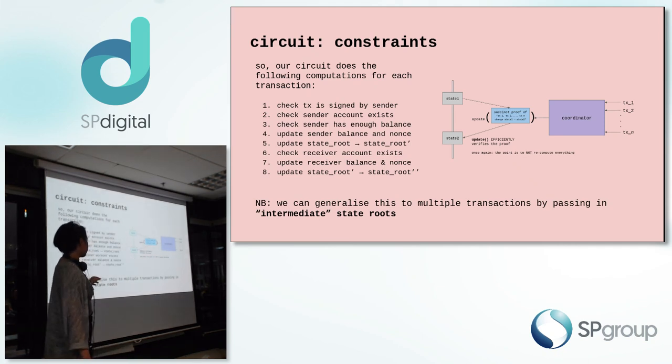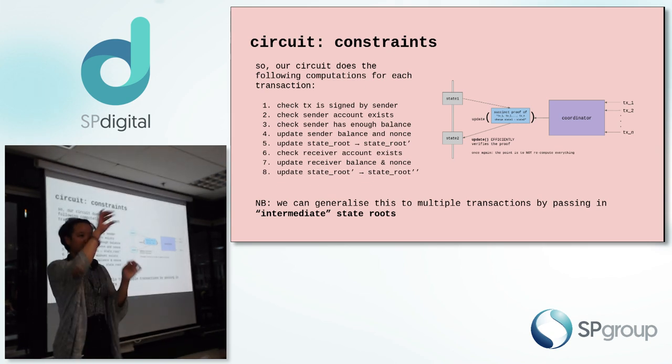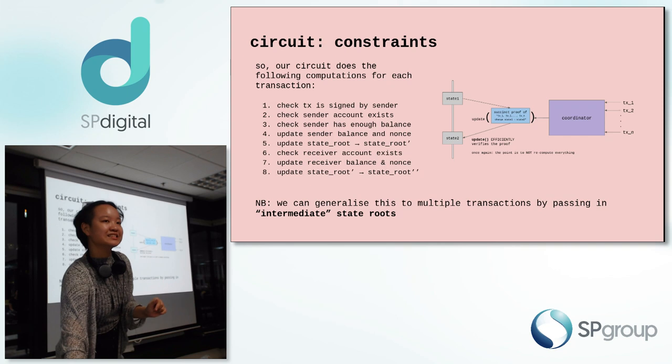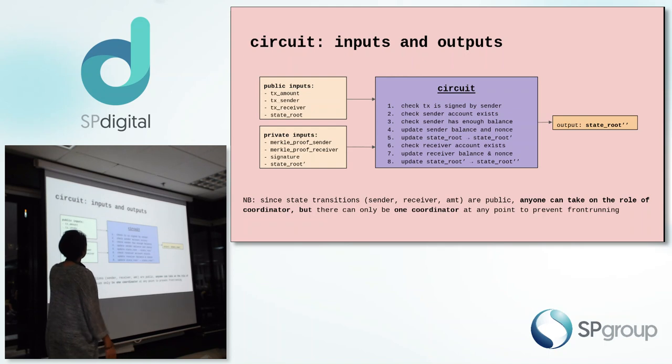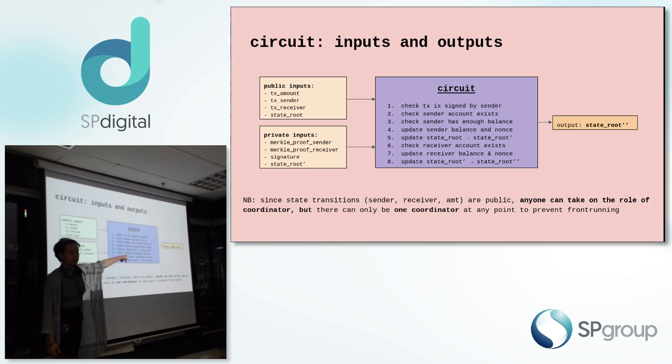We can generalize this scheme to take in multiple transactions at a time, not just one transaction. All we need to do is provide all the intermediate state roots between each update. Any questions? Okay, cool. And now we're back here in this diagram, and I hope it makes a lot more sense now. We are sending in some transaction from a sender to a receiver for some amount, and this has to happen with reference to a certain state root. And at the end of it, we hope to get out our new state root, our final state root.